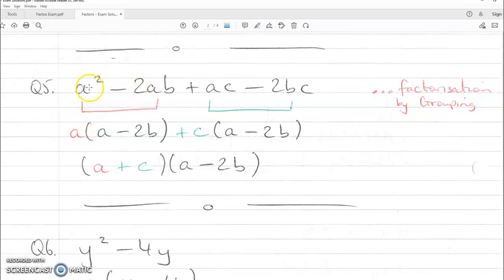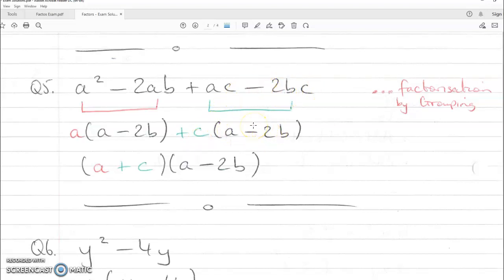And then we just say to ourselves, well, A squared divided by A is A, because A by A gives A squared, and minus 2AB divided by red A, the A's will cancel and you'll be left with minus 2B. Looking at the next grouping, the plus AC and the minus 2BC, we can see that we have a C in common here. So we pull a plus C out, and AC divided by C, the C's will cancel, we'll be left with plus A. And minus 2BC divided by C, we'll be left with minus 2B.